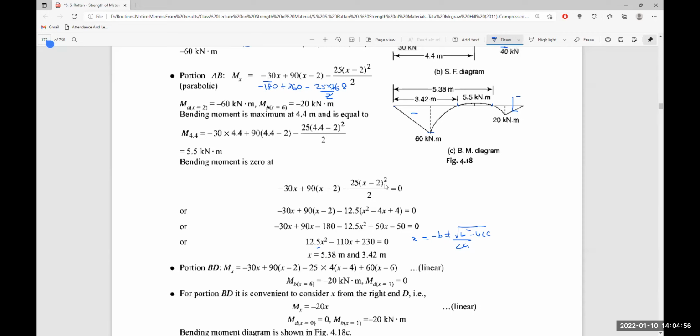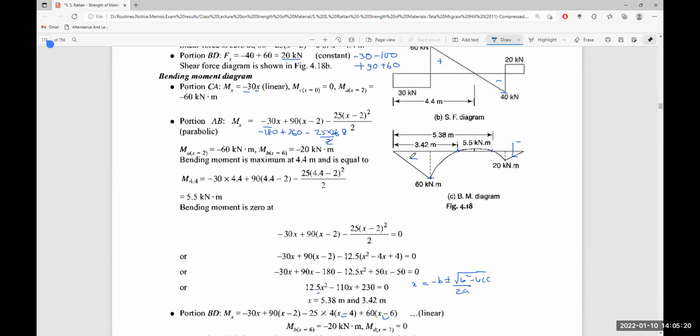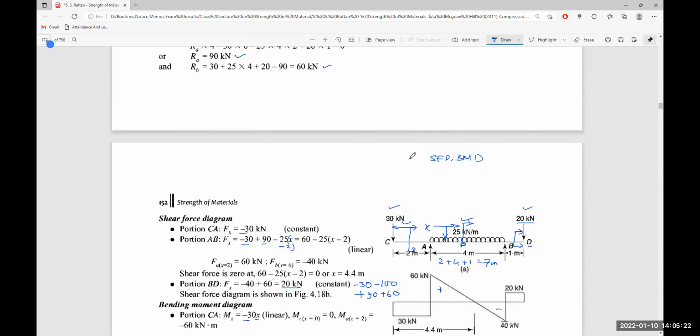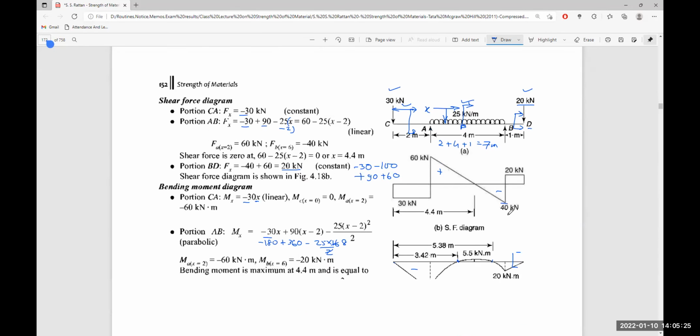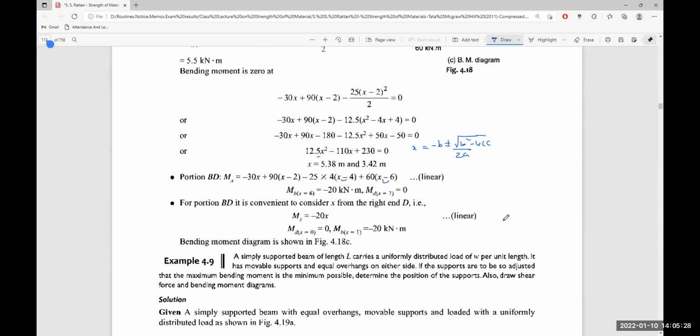So M_B, when x is equal to 6, then the bending moment will be minus 20, because this portion will become 0, this portion is 2 into 2, 8 means minus 200, and 6 into 4, 36 multiplied by 6, so it becomes minus 20 kilonewton meter. And at D, x is equal to 7, this bending moment will be equal to 0. Means x equal to 7 is the distance here, 2 plus 3 and so on. When x is equal to 7, then the bending moment is equal to 0. So let's go for the next problem.